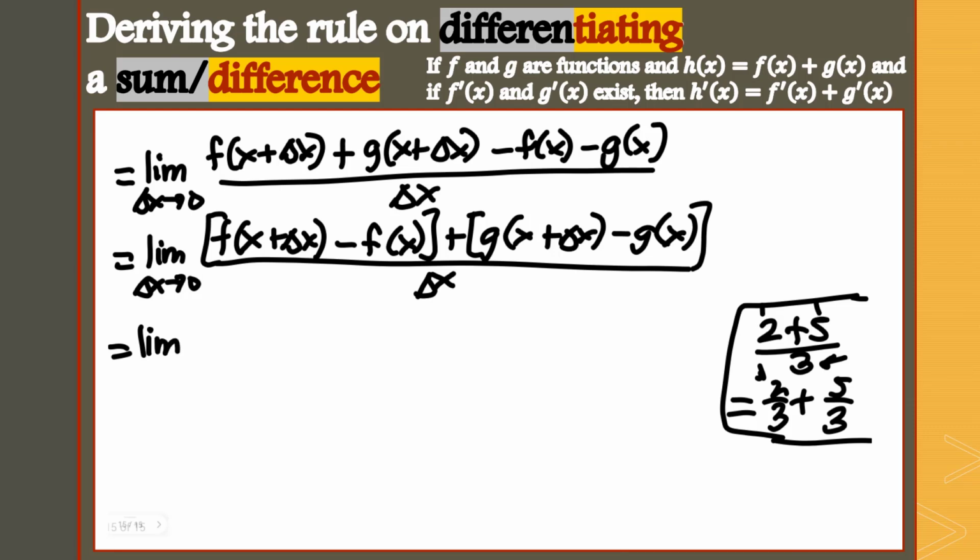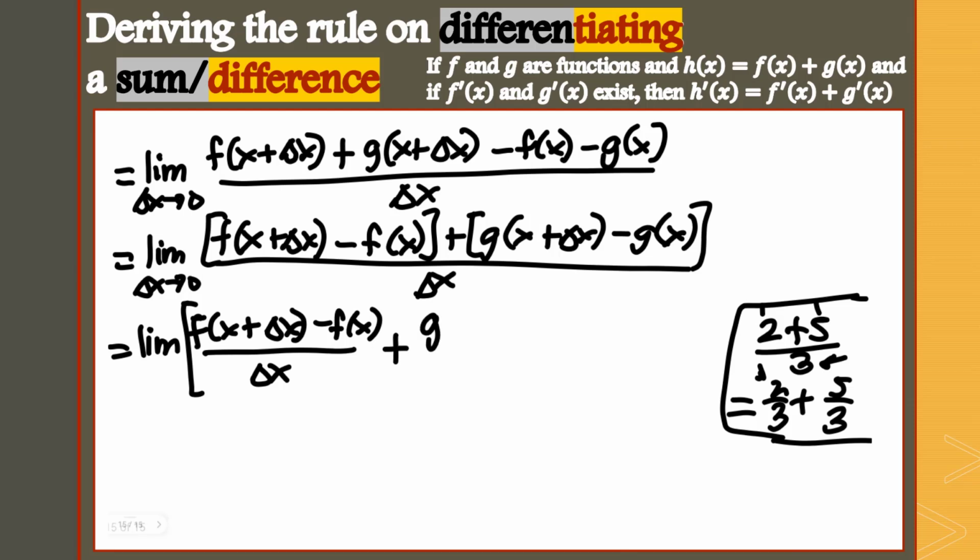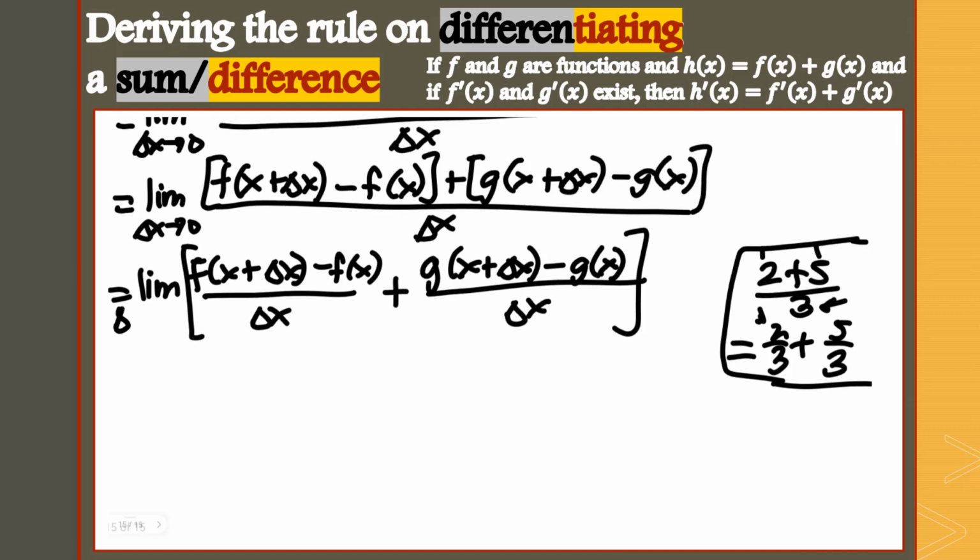We have the limit of our f of x plus delta x minus f of x over delta x, plus, you will have here, g of x plus delta x minus g of x over delta x. We separate them just like 2 plus 5 over 3 is 2 thirds plus 5 thirds. Then, of course, as delta x approaches 0. Then, let's distribute the limit.